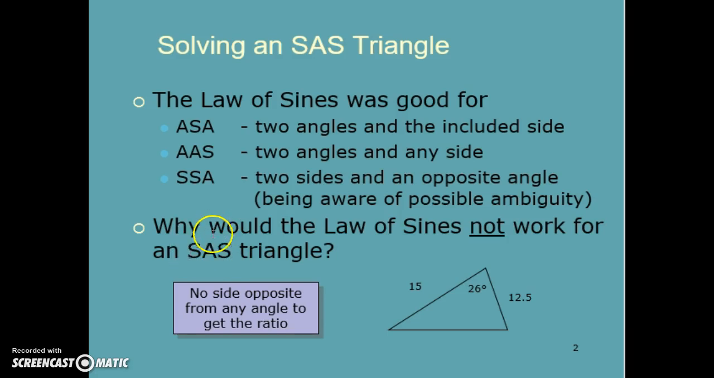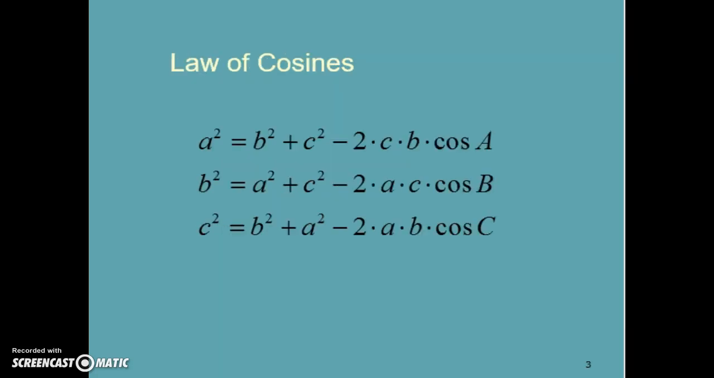From geometry, we call that side-angle-side. So if we know the side lengths of two sides and the angle measure of the included angle, that's where we're going to have to use the law of cosines.